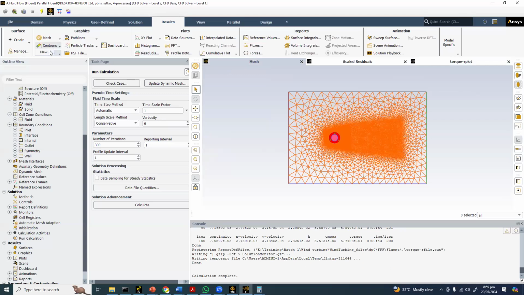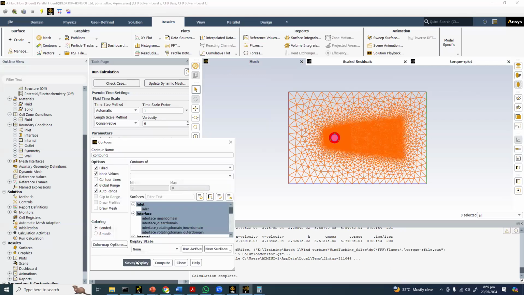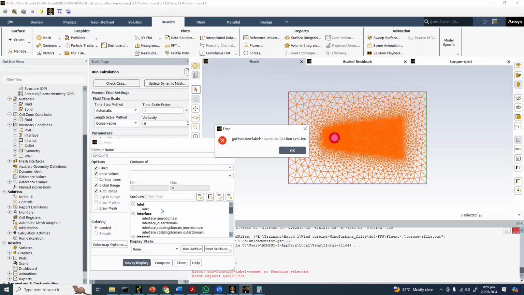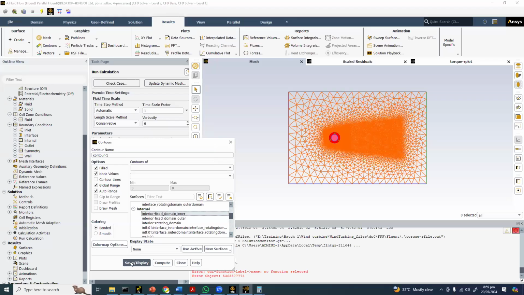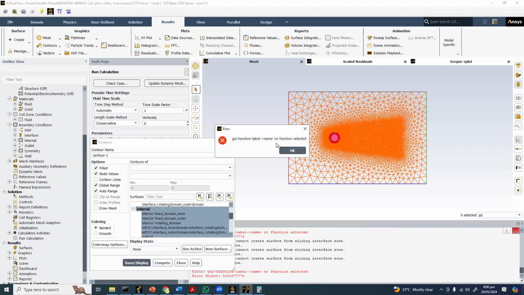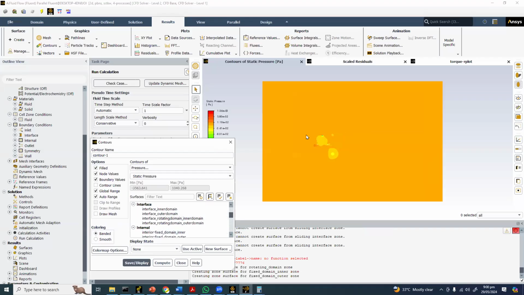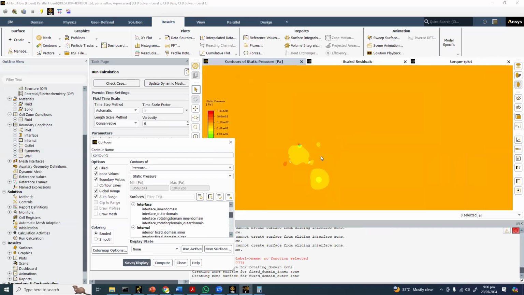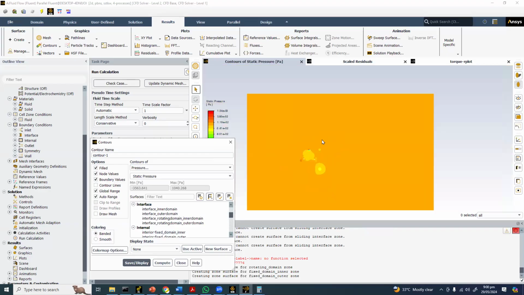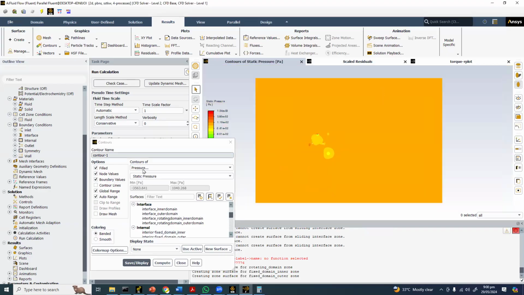Okay, let's check the control plots. So now we don't get any reflection from the interior domain to the outside boundaries. Okay. Same is true with the velocity.